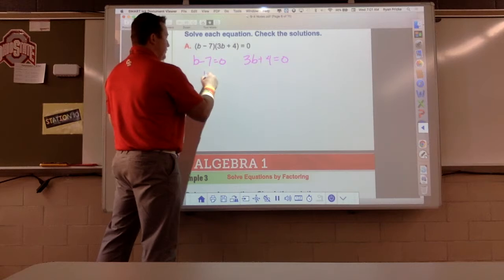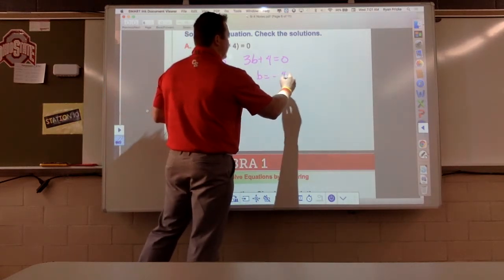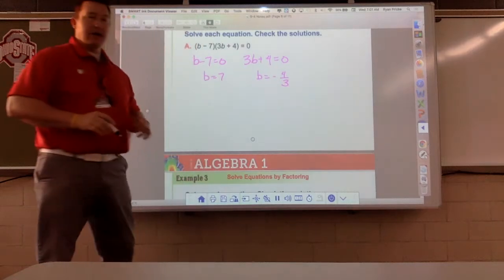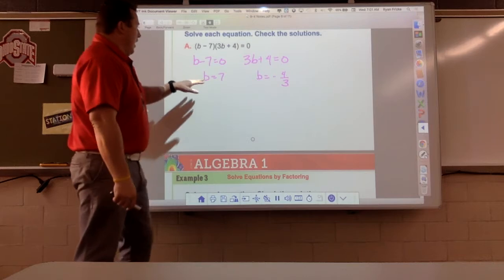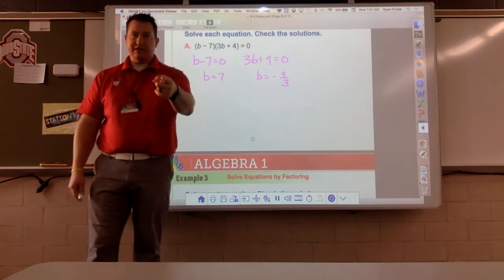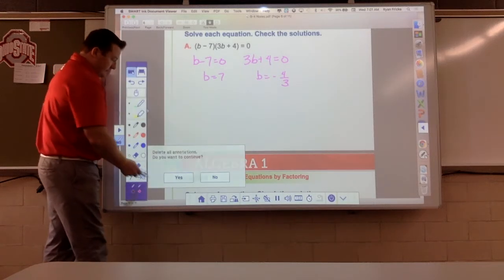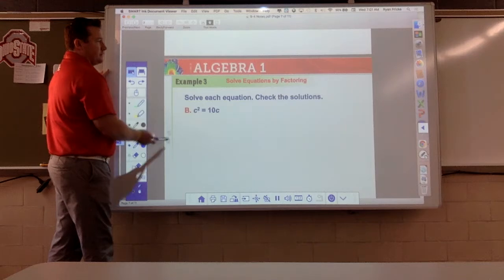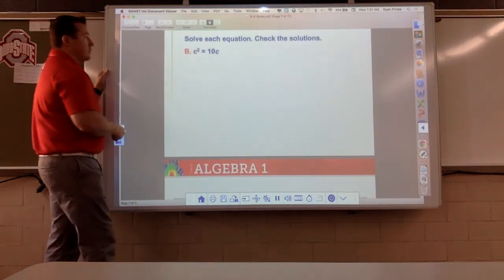Okay, so this is easy enough. B equals 7. Over here, B is going to equal negative 4/3. Beautiful, done. Zero product property, right? Good to go. Okay? You guys happy with that? I'm happy with that. Great. Solve each equation. Alrighty.